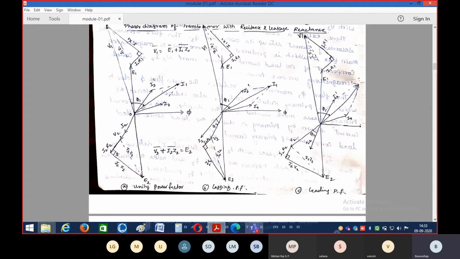In parallel to this I1, draw one vector called I1 R1. If you draw one more at 90 degrees from I1 R1, it gives I1 X1. Vector addition of I1 R1 and I1 X1 gives I1 Z1. E1 plus I1 Z1 is equal to V1. This is the V1 phasor. So this is the vector or phasor diagram representation considering the resistance and leakage reactance of the transformer.